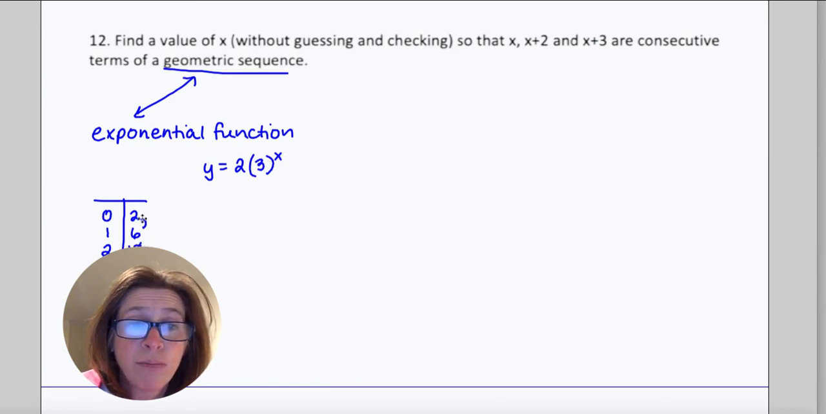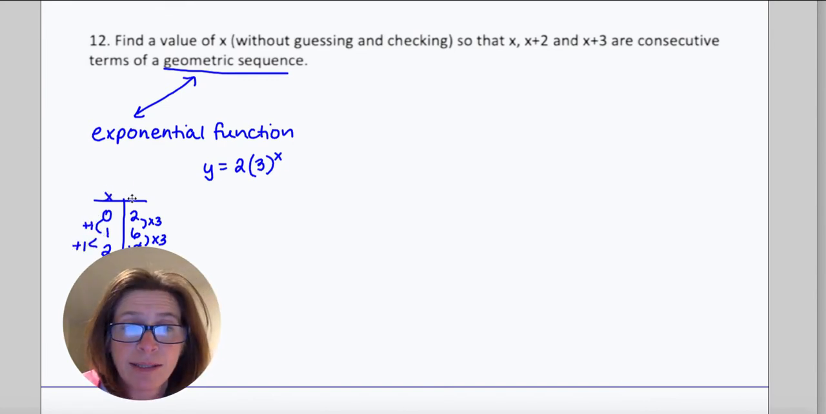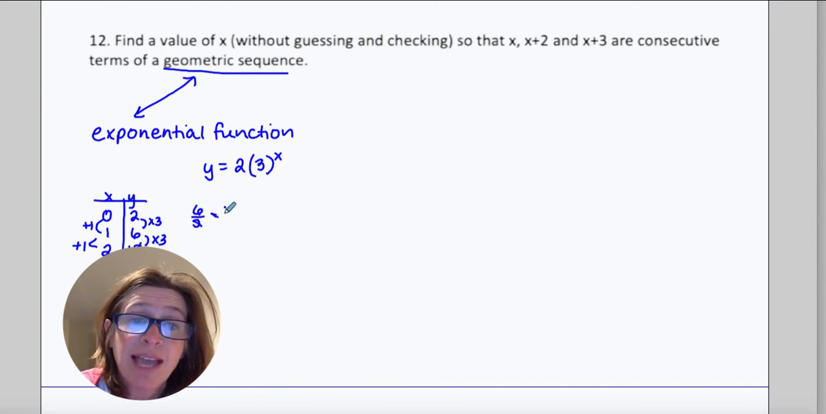Okay, so you can see that you're multiplying by 3 every time on the y's, and we're adding 1 each time on our x's. So it's not a linear function with a constant rate of change. But when you multiply by 3, that's the same thing as saying the ratio between the terms is 3, meaning 6 over 2 is the same thing as 18 over 6. So that's the definition of an exponential function.